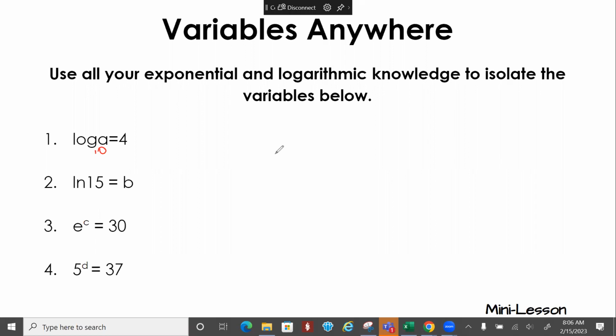Okay. Now, how do we write this in exponential form? Where do we start? We start at the base. 10 to the 4th power equals 8. What's 10 to the 4th power? 10,000.